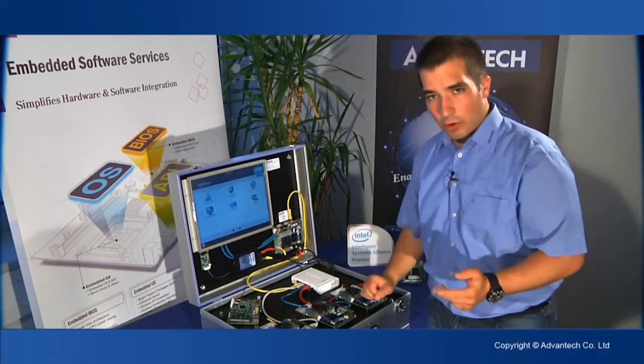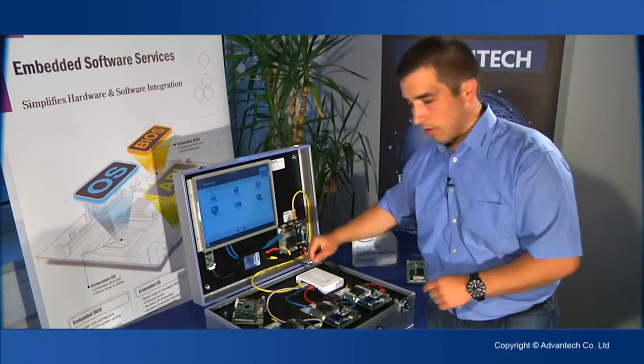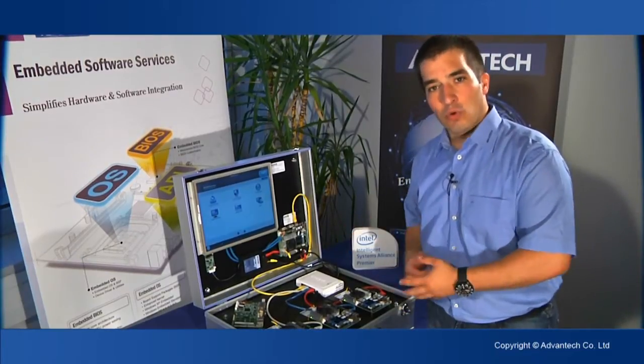So if you're starting SUSIAccess the first time, you will see this menu. You have the 5 points we talked about. You have the remote monitoring, you have system protection, you have remote on-off, remote KVM, and system recovery. So there's a second point, that's the agent. The agent is helpful if you want to connect a new device to your network.